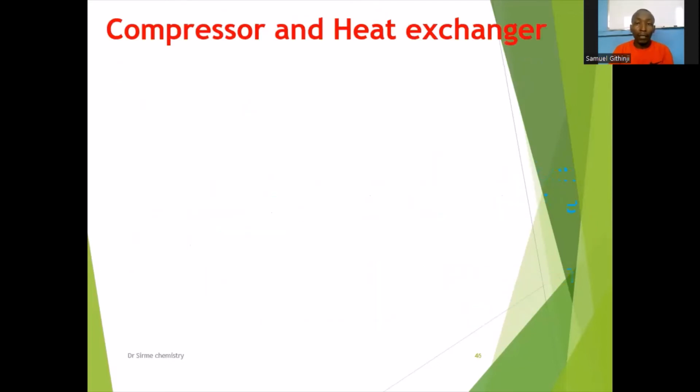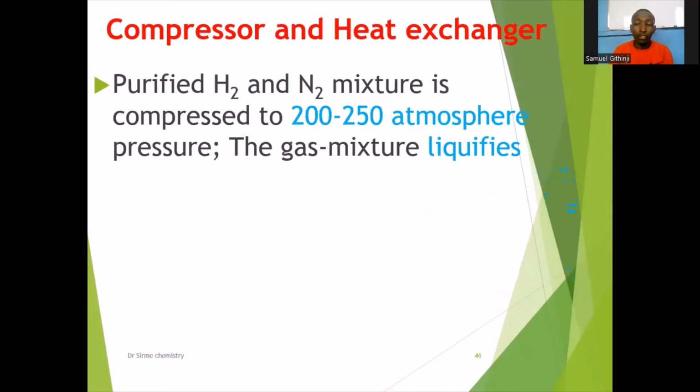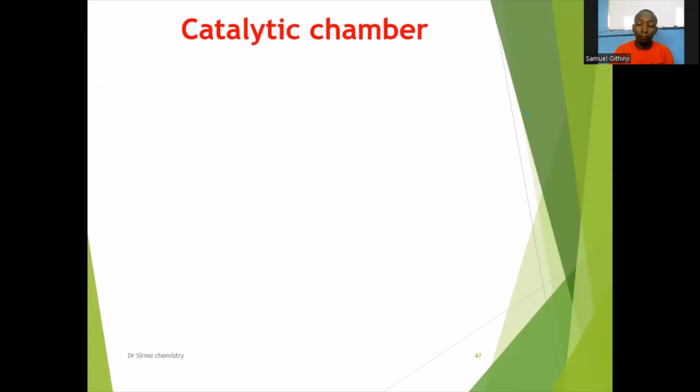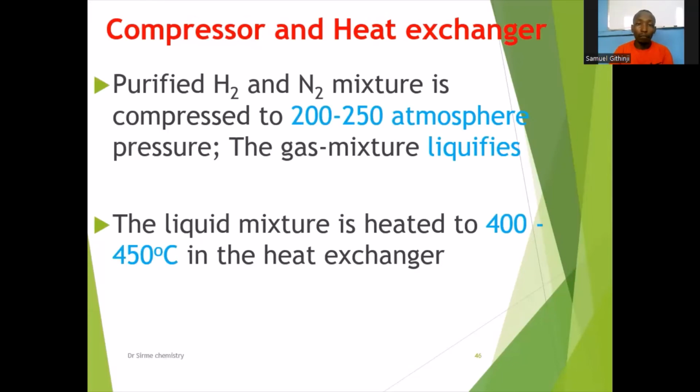In the compressor and the heat exchanger, the pressure in the compressor is 200 to 250 atmospheres. And what exactly will happen? The hydrogen-nitrogen mixture will liquefy. It will become a liquid. And then the liquefied mixture of hydrogen and nitrogen is passed through a heat exchanger. The temperature there is 400 to 500, or 450, in the heat exchanger. I hope you have been able to see that. The two. We move on.